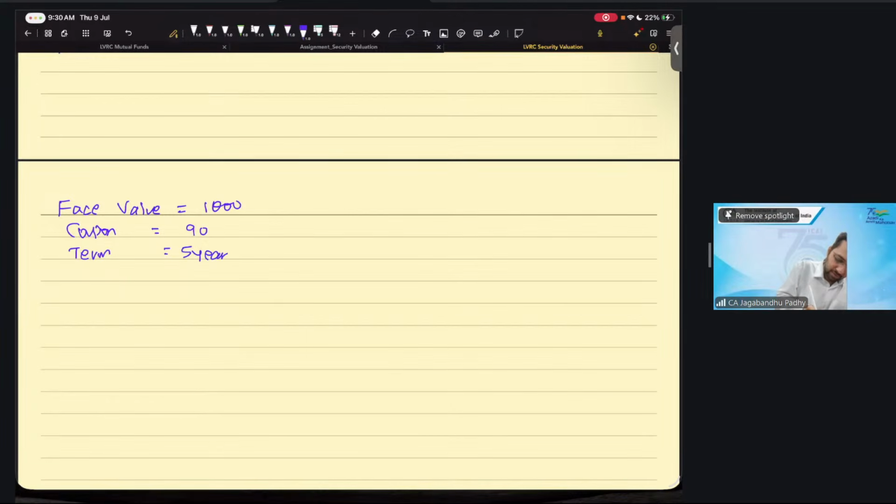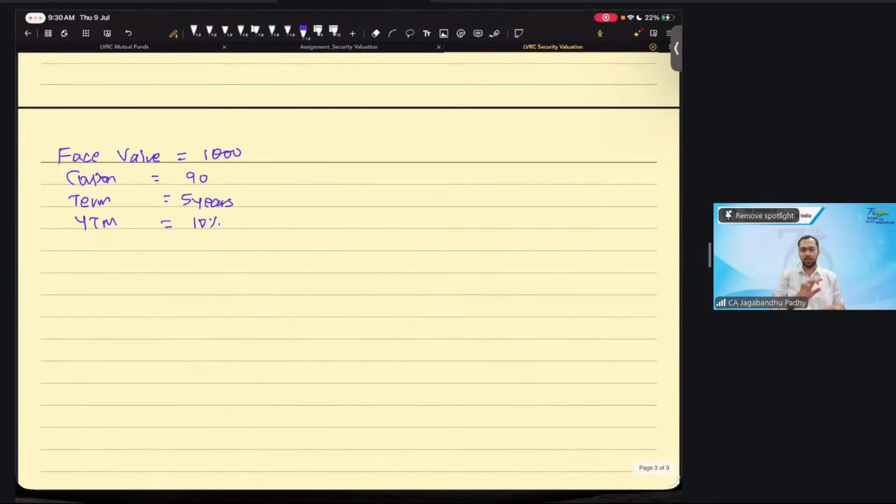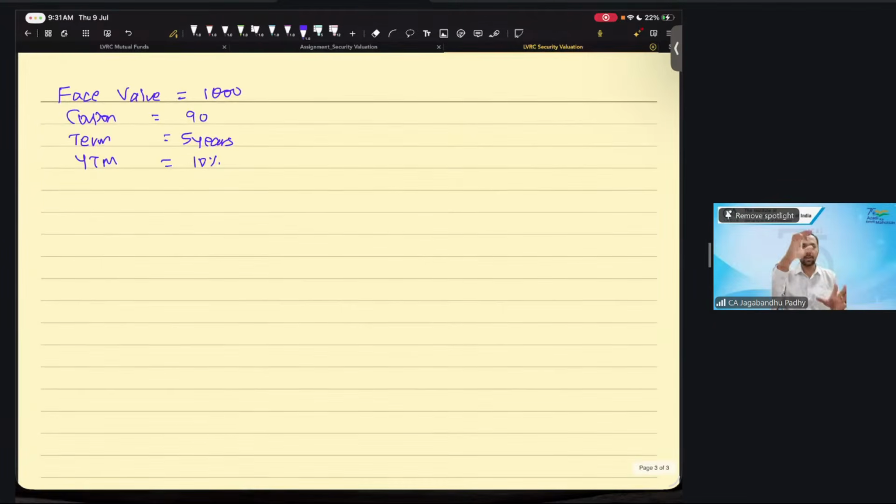Term is 5 years. And let's say the current YTM is 10%. We can definitely calculate the bond value, but I don't want to calculate that by the shortcut method. Rather, I want you to calculate this by the long method, because we'll be using that further for calculation of the Macaulay duration and modified duration. Now, what is that? We'll come to know.